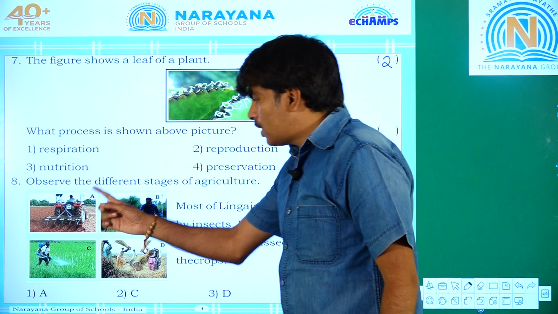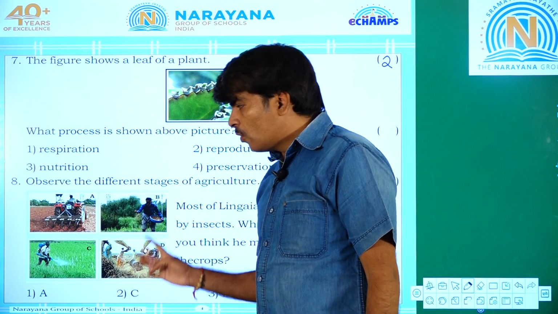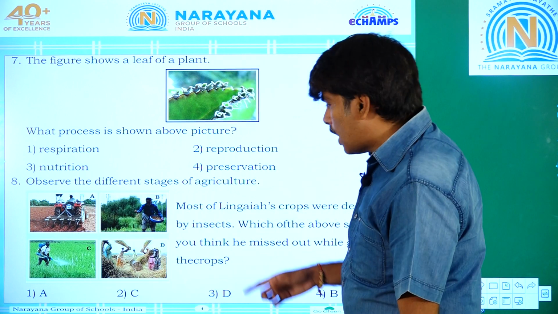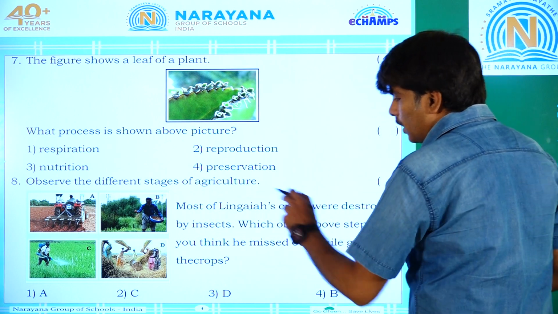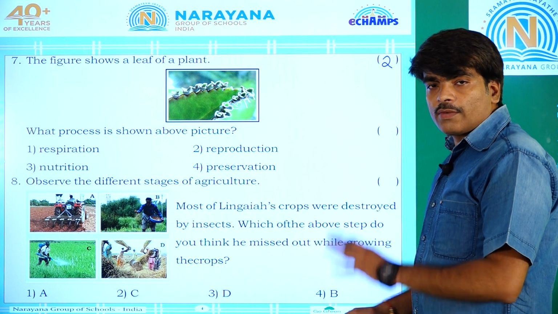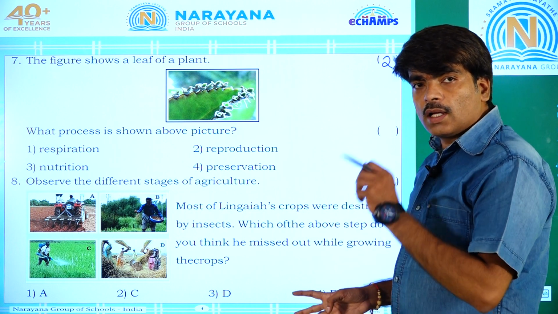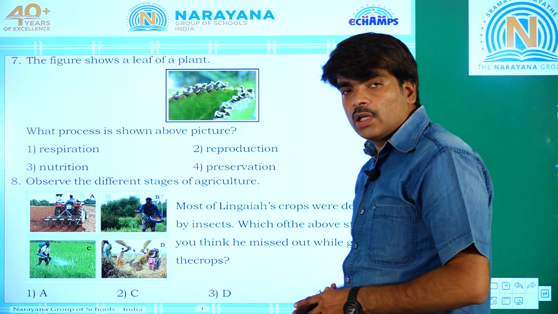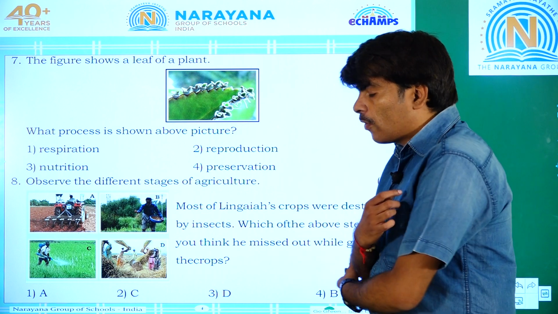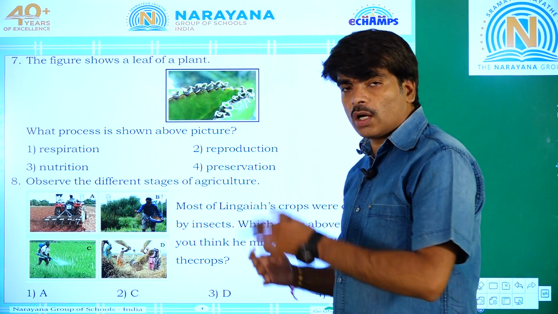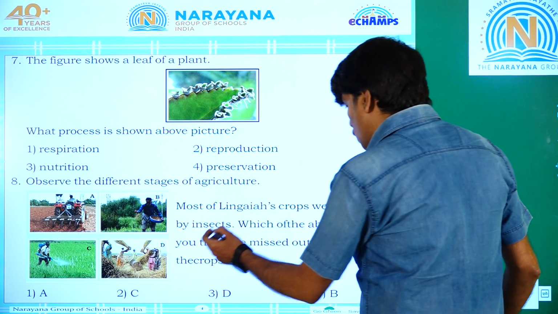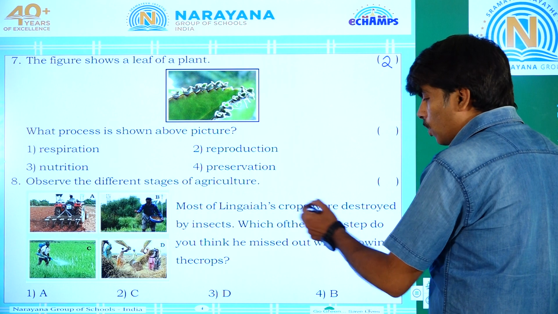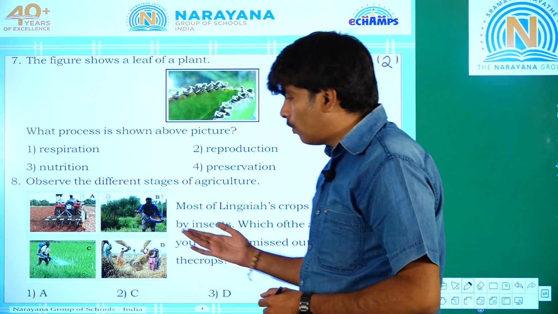Here different stages A, B, C, D are the 4 stages of agriculture. And the question asked: most of Lingaya's crops were destroyed by insects. Lingaya is a farmer. He is doing some agricultural work. Some of his crops were destroyed by insects. What does he have to do? Which of the above steps do you think he missed out while growing the crops? Which one has he missed?